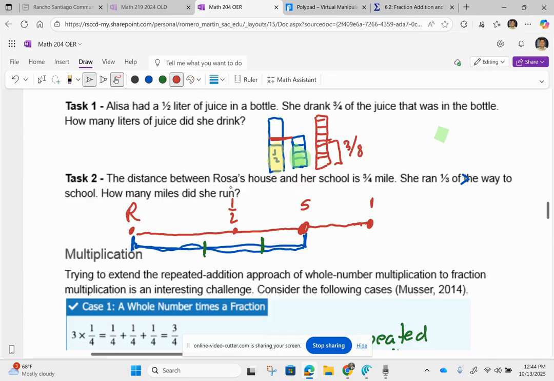The distance between the house and the school is 3/4 of a mile. So there's the house, there's a full mile, and then there's the school right here. This is halfway, half a mile. And then she ran 1/3 of the way to school. So there's the full school distance there, and then she breaks that into thirds, and she ran 1/3 of the way. So how many miles did she run?